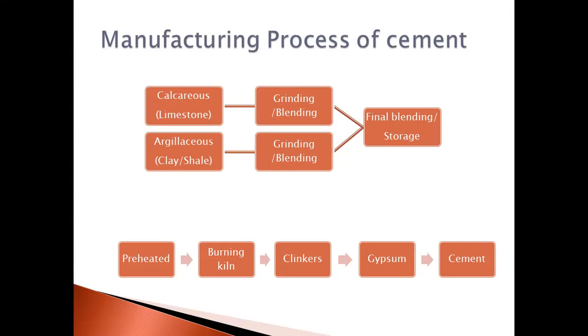Then we will pass it to the burning kiln. A kiln is nothing but a big oven which is heated to a high temperature, like 1500 to 3000 degrees Celsius. The output we get is known as clinkers. The drawback of clinkers is that if we add water to them, they will immediately set. That is known as flash set. To avoid that, we add gypsum and powder it again, and the final output is called cement. So cement is technically a mixture of calcareous and argillaceous matter.